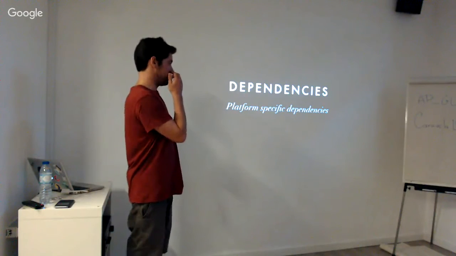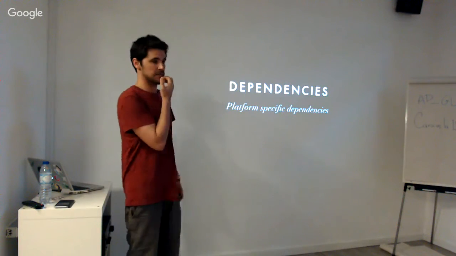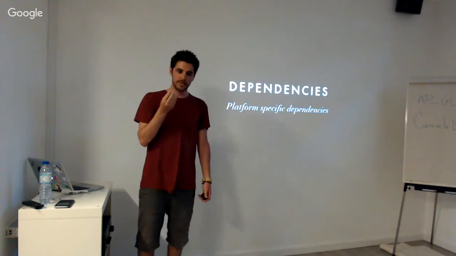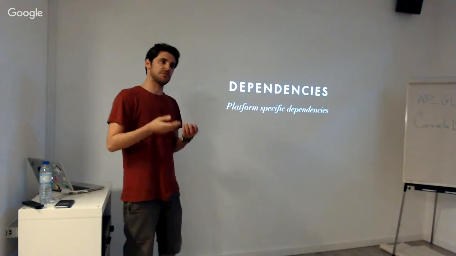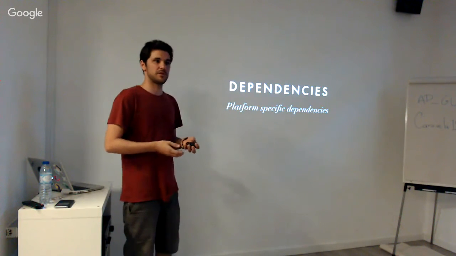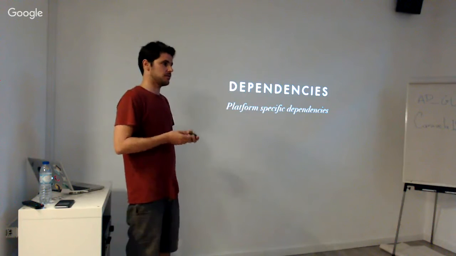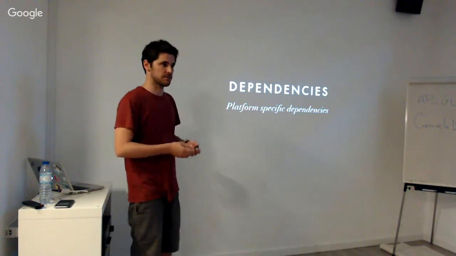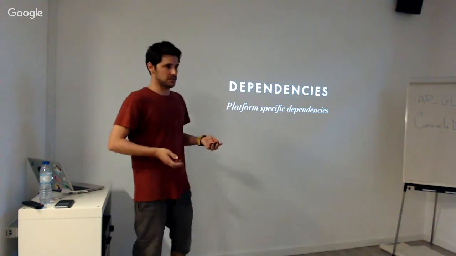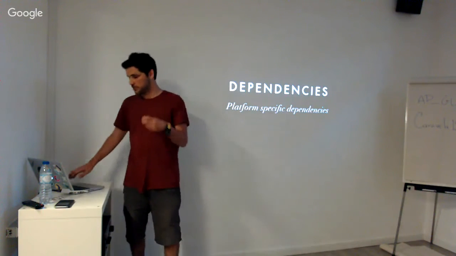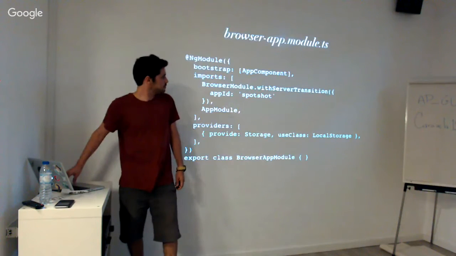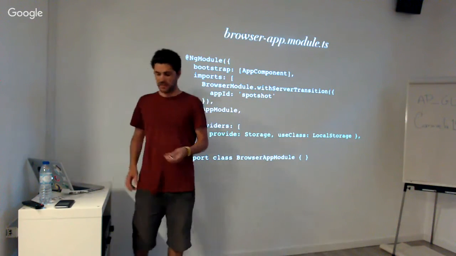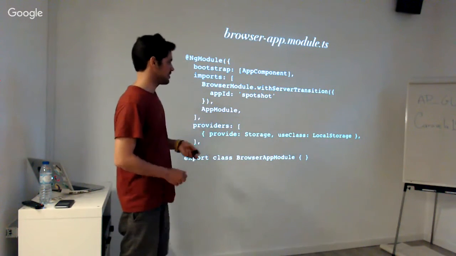Another hot thing that you might run into is dependencies. So you might have an app that depends on services or things that are kind of browser specific, like WebSockets or local storage, things that don't exist on the server, or even if you just want to handle them differently on the server, you can take advantage of dependency injection to solve these cases.